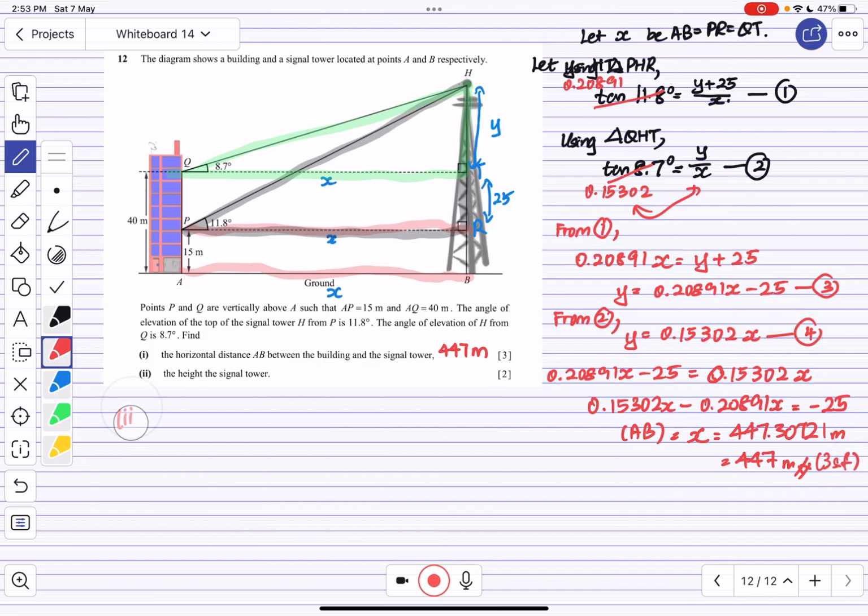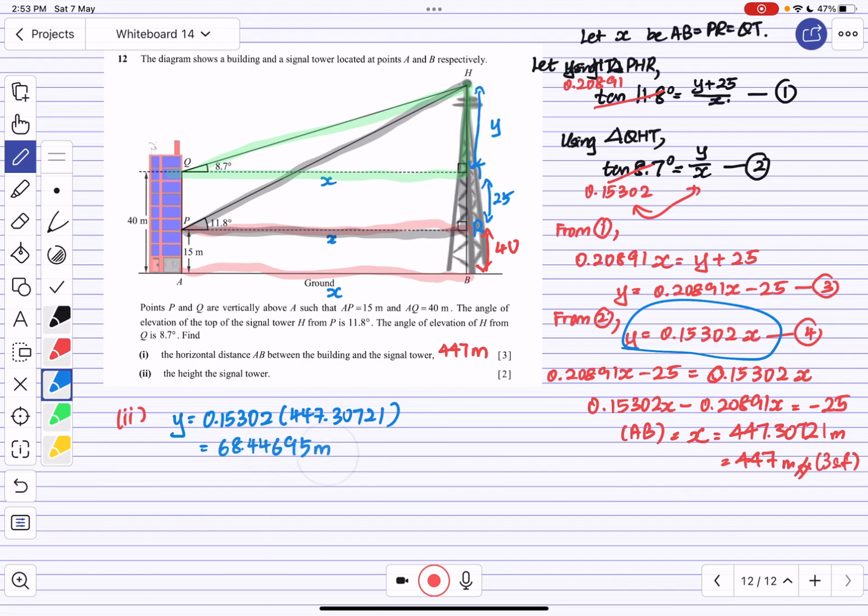Now next we are supposed to find part 2. Part 2 is the height of the signal tower, which is y plus 25 plus 15, or y plus 40. So after we found our x, we then go on to find our y. Let's just use this equation here. Our y is equal to 0.15302 multiplied by the original x, which is 447.30721. The answer turns out y to be 68.44695 meters.